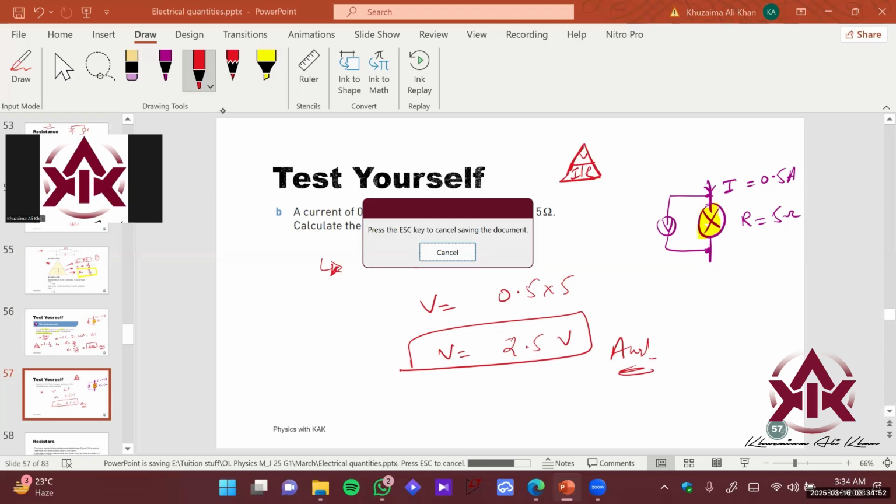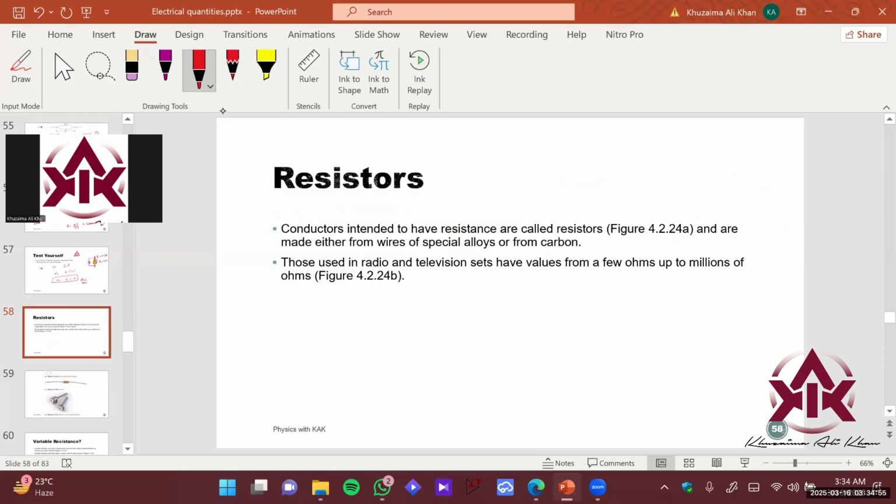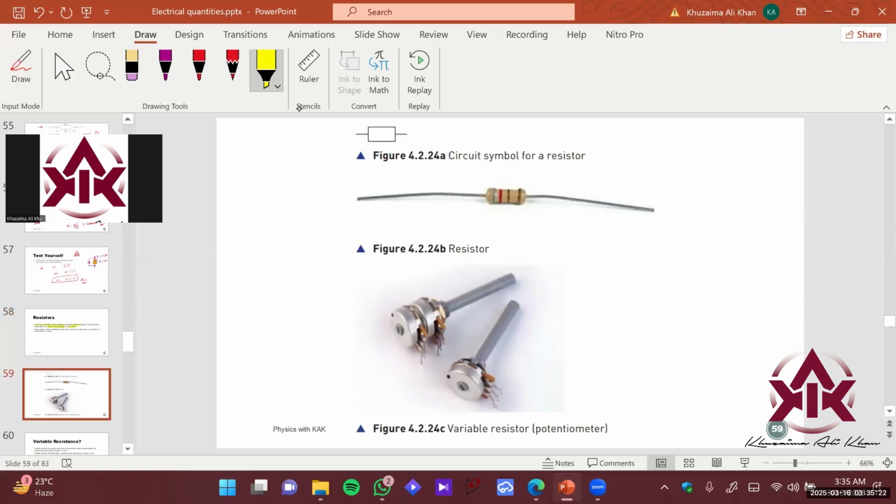Okay, so now I'm going to move on towards resistors and their construction, their symbol. Conductors intended to have resistance are called resistors. Resistors are made up of wires, and the way we design them defines whether it is going to be a resistor or not. They are made from wires, special alloys or from carbon. This is the electrical symbol for a resistor. This is the physical device which is used in labs and industries.